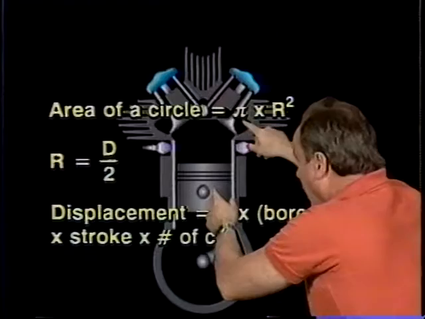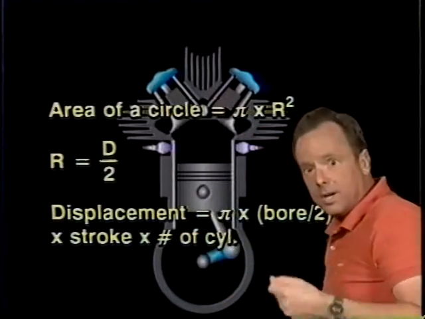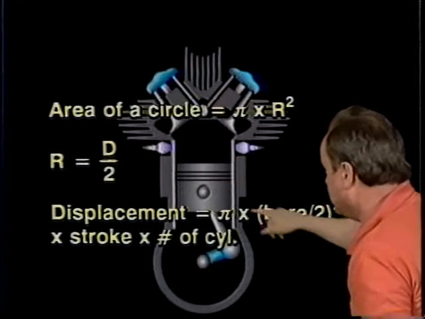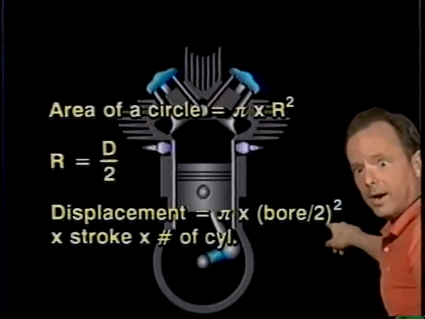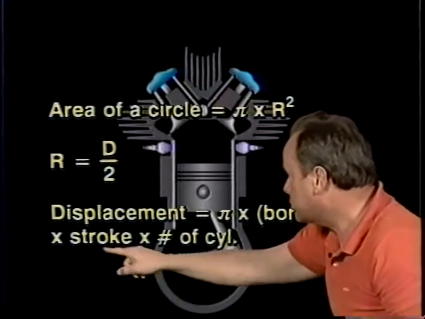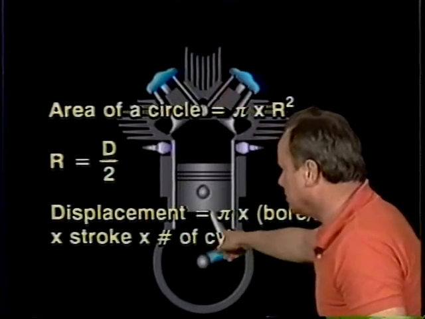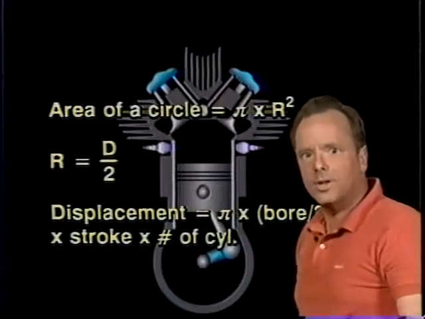And so the displacement for a particular cylinder would be pi times the bore, which is the diameter of the piston, divided by 2. You square that because it's pi r squared, times the stroke. And if you want it for the entire engine, then you'd multiply it times the number of cylinders in the engine, and that would be the displacement for the entire engine.